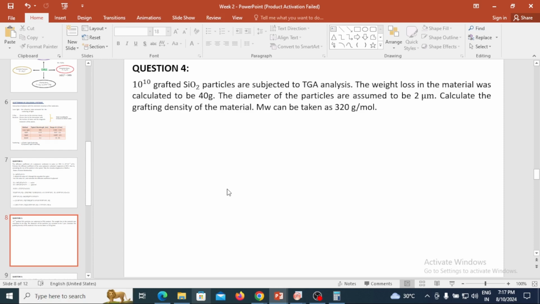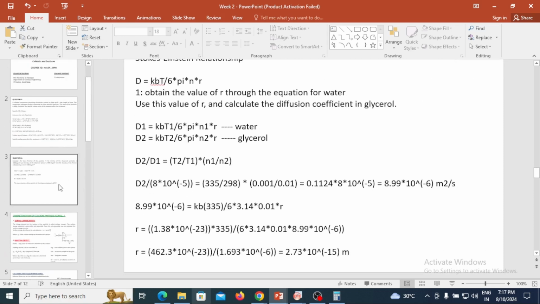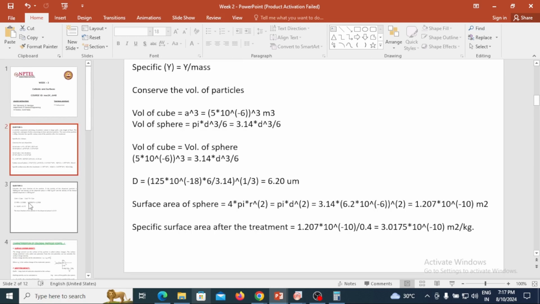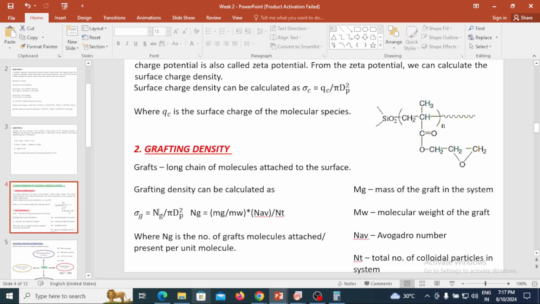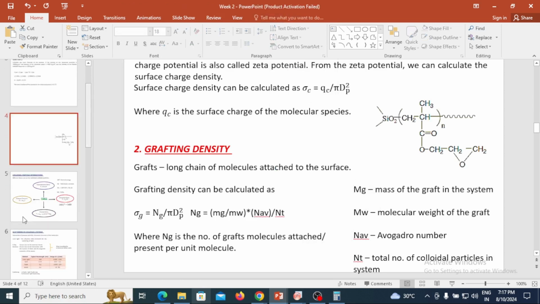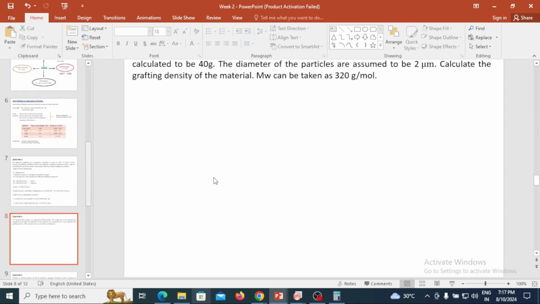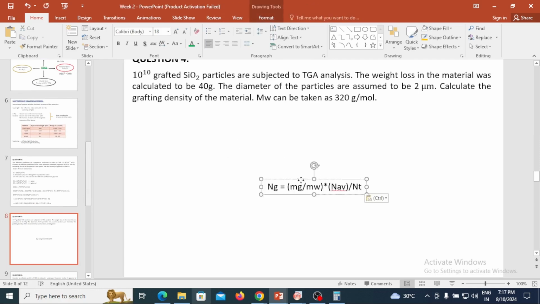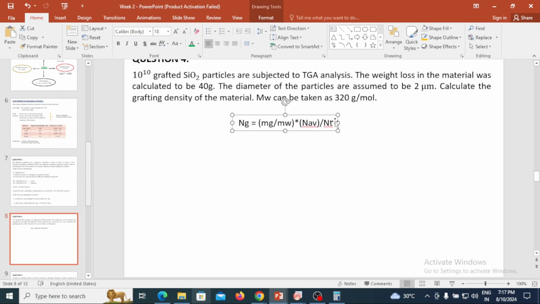So this is a simple straightforward question. If you use this formula, then you will be able to calculate. So I will be taking it from here. So this is the formula: mg by Mw into Na, the Avogadro number, divided by the total number of particles. mg is nothing but 40 grams.